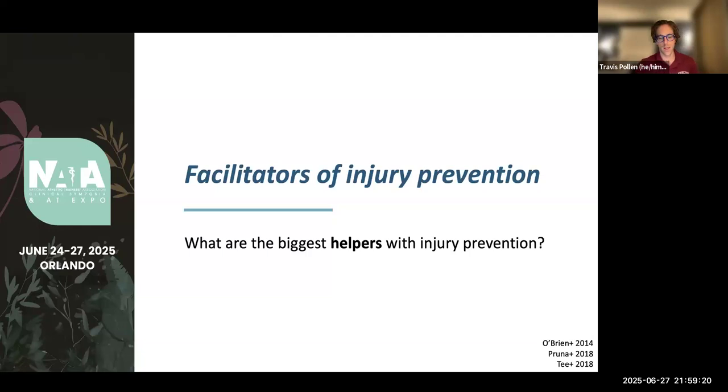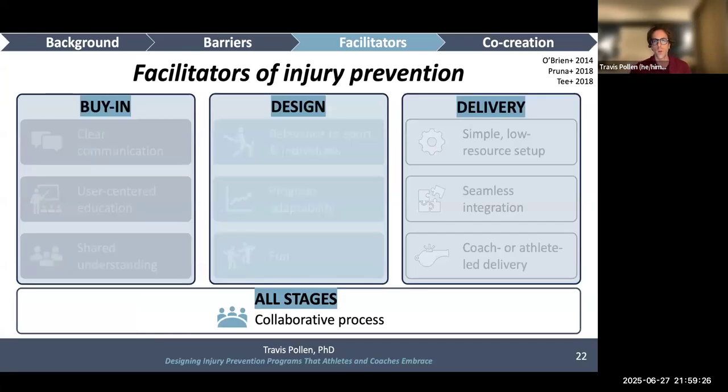Let's shift gears then and talk about what actually helps facilitate injury prevention. I've whittled the factors down to 10 key ones, which I've grouped into 3 stages of injury prevention. So the first stage is buy-in, and then design and delivery. And I have one last facilitator that spans across all of the stages.